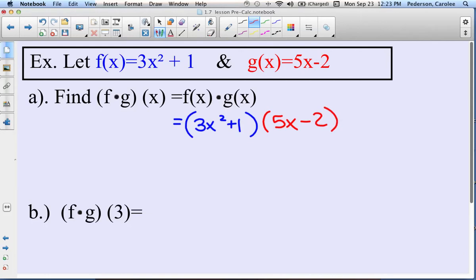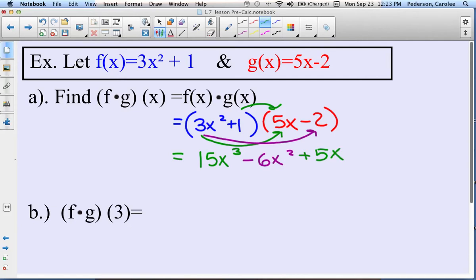And what we have is a binomial times a binomial, so we're going to FOIL. So first, outside, inside, last. So 3x squared times 5x is 15x cubed. 3x squared times negative 2 is negative 6x squared. Then 1 times 5x is 5x. And then 1 times negative 2 is negative 2. And that's our final answer, no like terms to group.